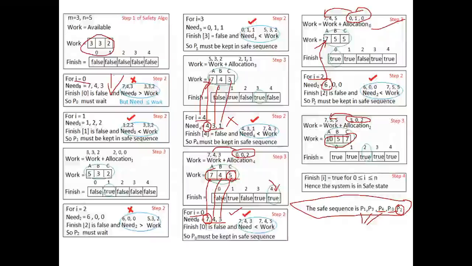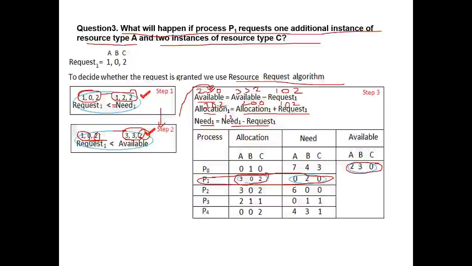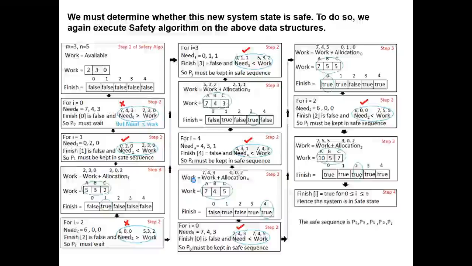Now need minus request. What was the need of P1? You can check here. P1 need was 122. So it is 122 minus request. What is the request? 102. So 0, 2, 0. This is the new need. In this way we have got the changed values of process P1. Now check whether, after trying to fulfill the demand of process P1, your system still remains in a safe state.